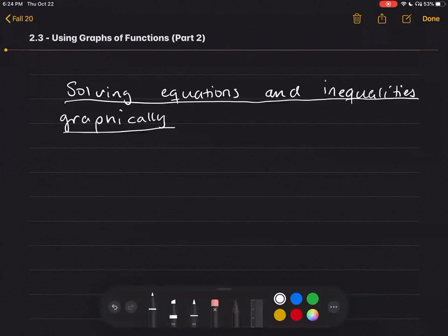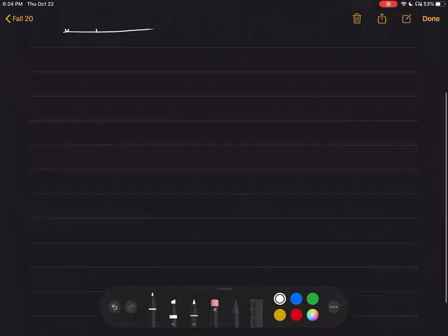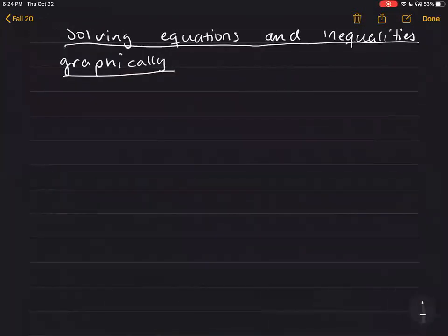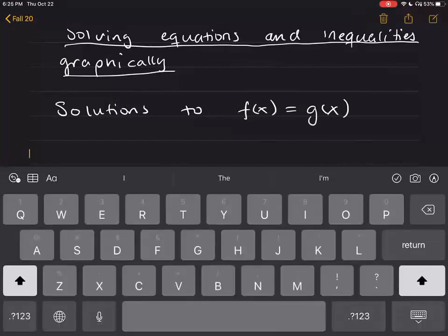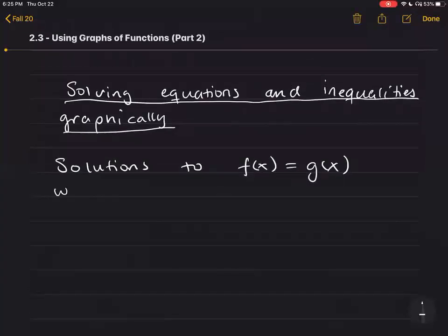So let's look at the general rules first. When we're looking at the solutions to equalities, if we have two functions that are equal, and sometimes our second function, like g of x, can be a constant, so this could be like f of x equals 0 or something like that, that is included in this case. This is where the graphs cross.